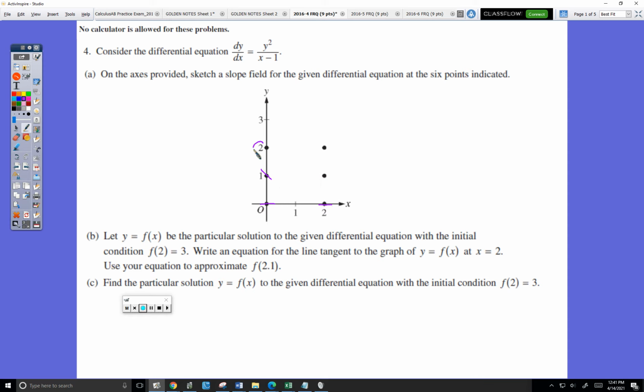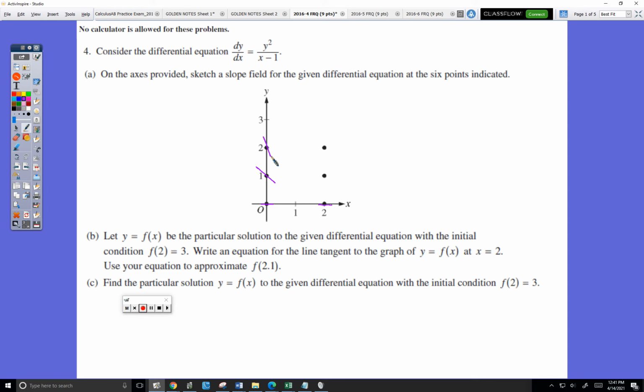Then I would come to this point. The y-coordinate is now 2. The x-coordinate is still 0. That's going to be a slope of negative 4, which means I have to come down 2 and over a half. So the slope's got to look like that. So rather steep. Now redrawing those slope fields: here are my two horizontal slope fields, and I have my slope of negative 1, and then I have my slope of negative 4.